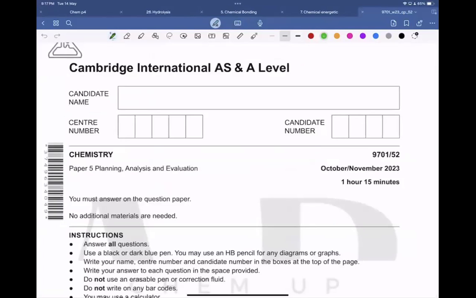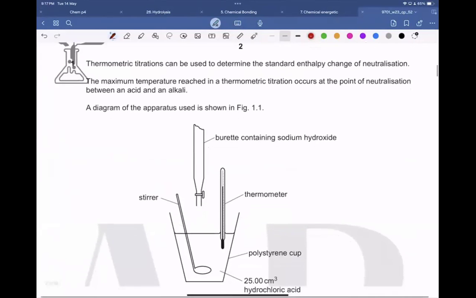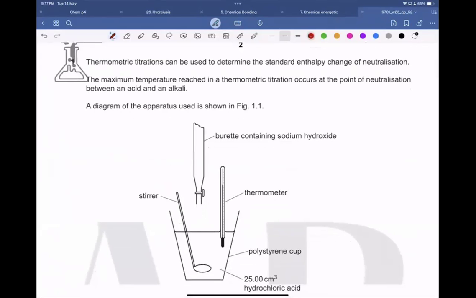Today we are going to start October-November 2023, paper 5-2. Let's start with question number 1. Thermometric titration can be used to determine the standard enthalpy change of neutralization.